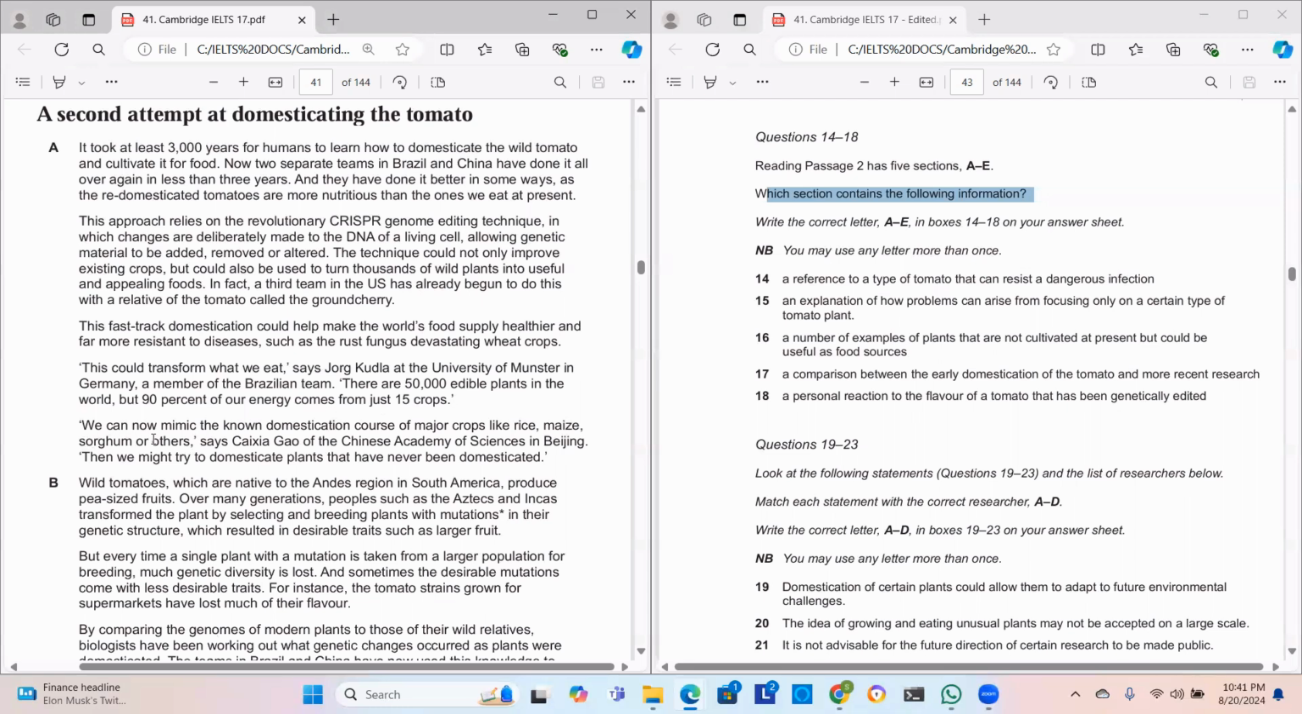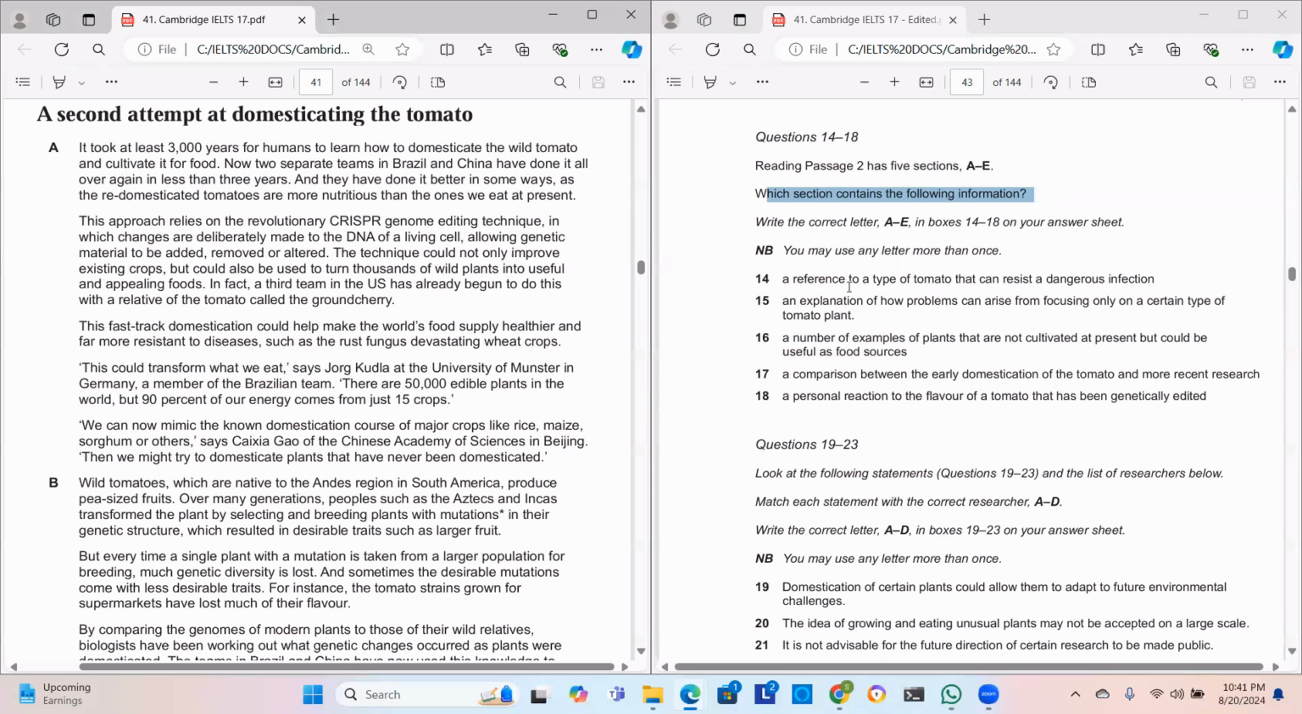We can now mimic the known domestication course of major crops like rice, maize, sorghum, or others, says Gao of the Chinese Academy of Sciences in Beijing. Then we might try to domesticate plants that have never been domesticated. Okay, right. So we have read paragraph A. Now let's see if any of these statements match what is given in A or not.